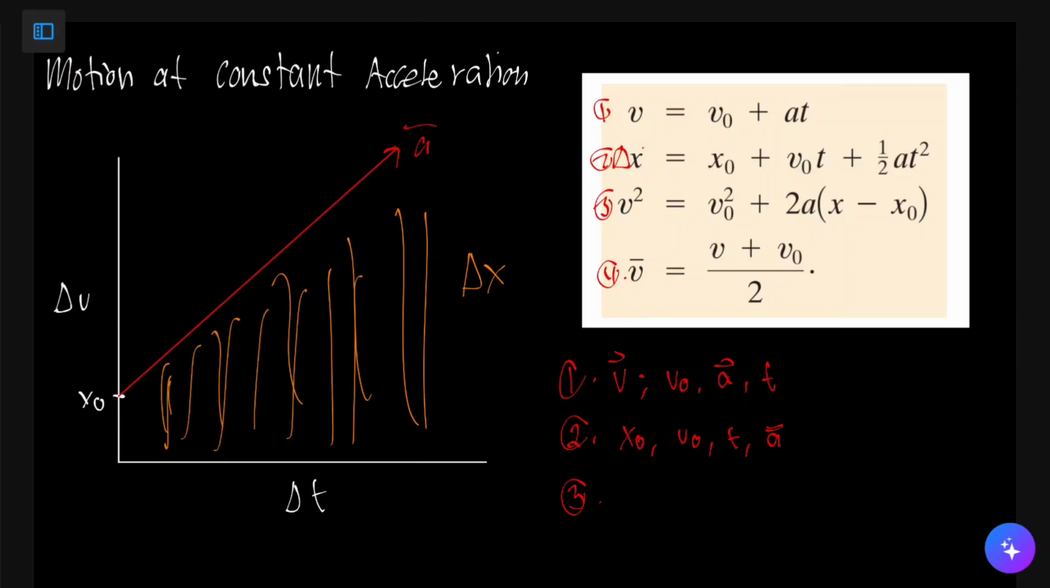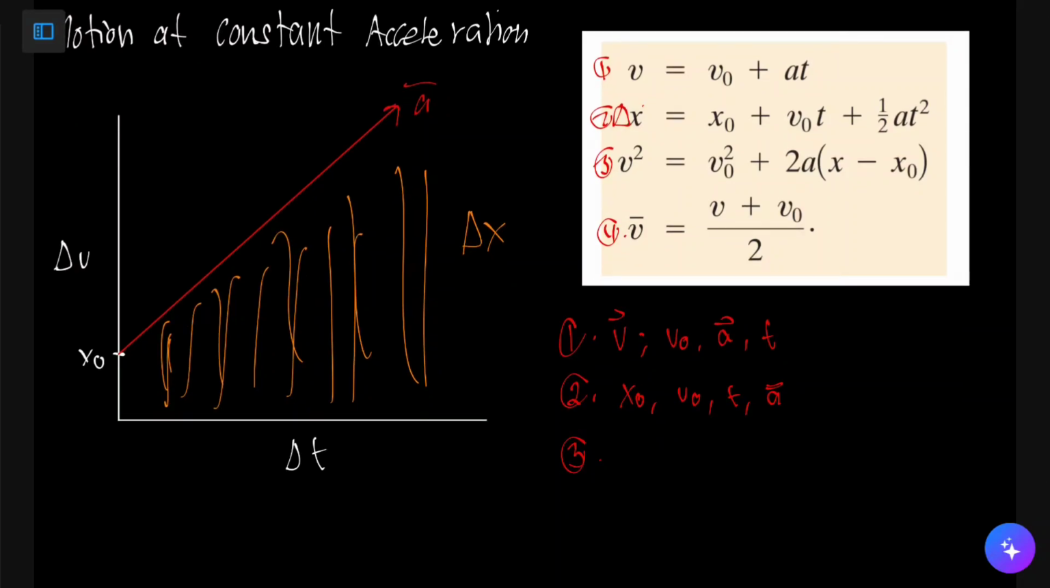And number three, if you are trying to find the velocity again, but you don't have time, you only have your acceleration and your displacement, delta x, you can use number three. And number four is just defined as the average velocity. So those are your four kinematic equations, and we will use them to solve problems in future videos.